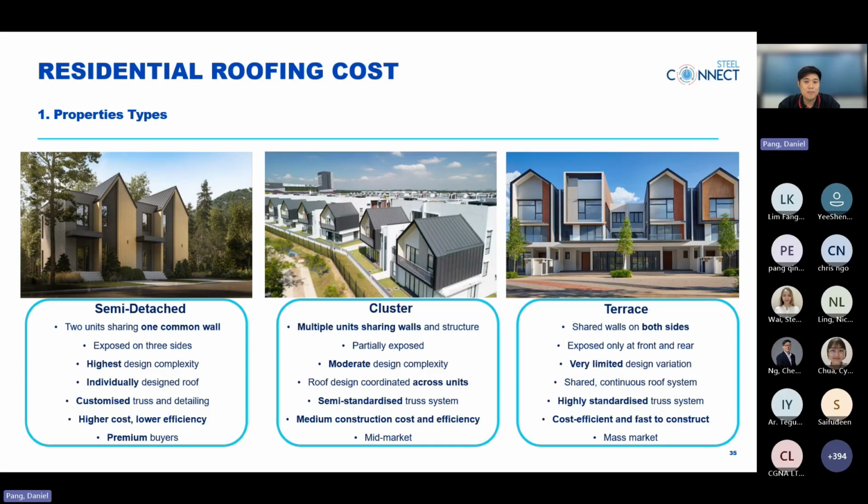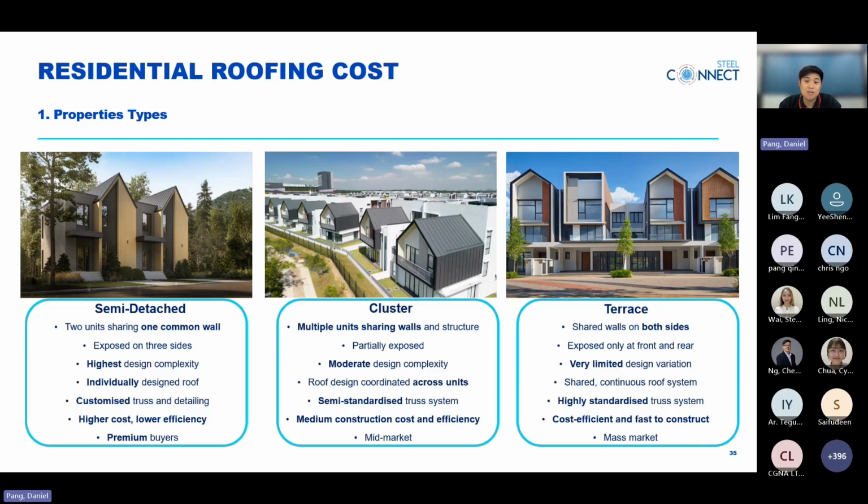Firstly, on a semi-detached house, these are houses with a common wall and 3 exposed sides. Because of this exposure, semis usually have the highest design complexity. It has an individually designed roof, which requires customized truss and detailing. This leads to a higher cost. They often target premium buyers, where owners appreciate the aesthetic and performance.